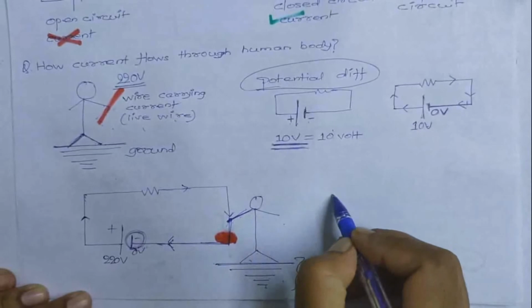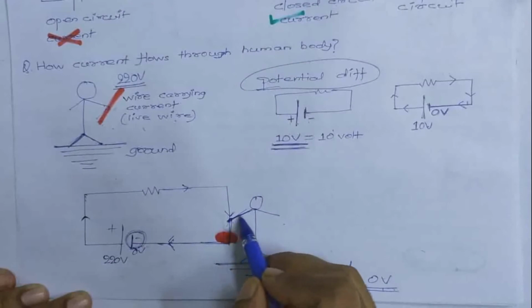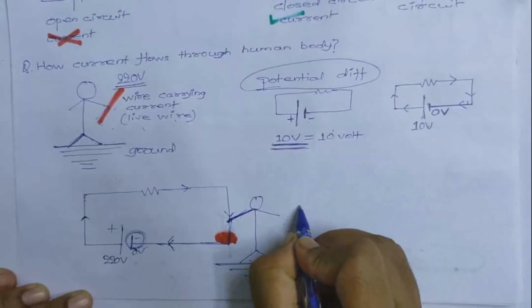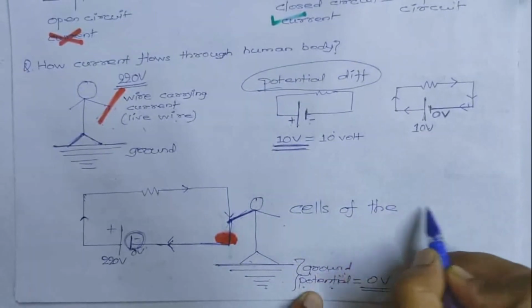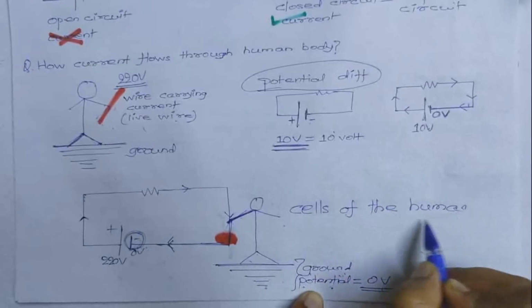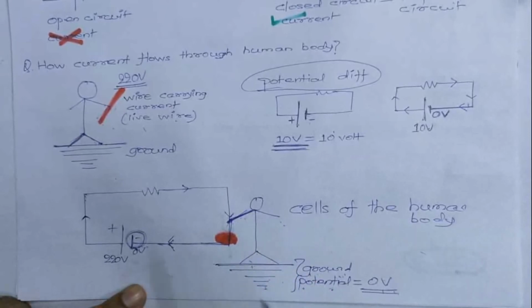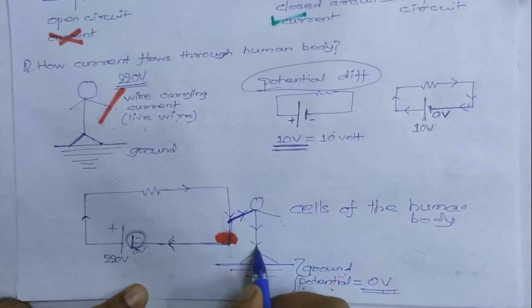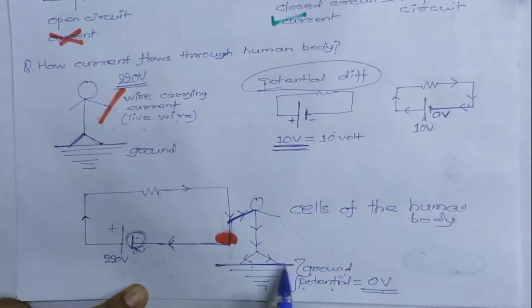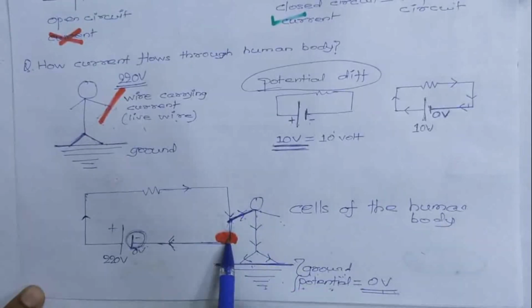We know our body is made up of cells. So it will traverse the journey by moving through the cells of the human body and will reach the ground. So what happens? Current flows through your body and reaches the ground. And this is how we get a shock. So we should not touch any kind of wire which carries current.